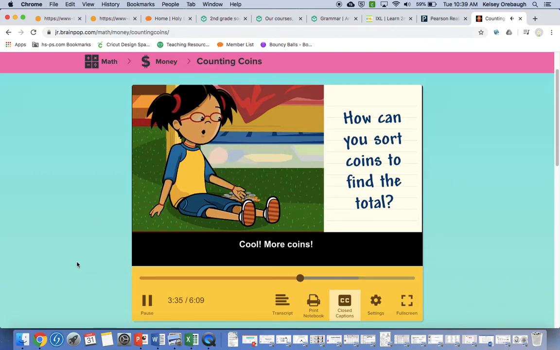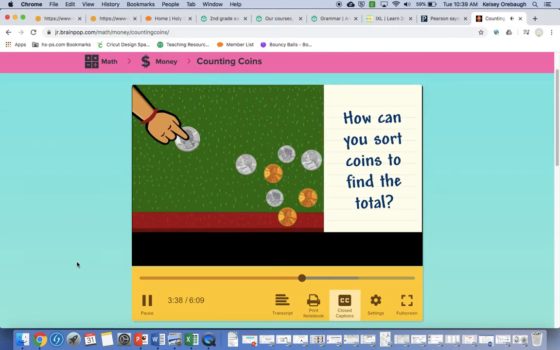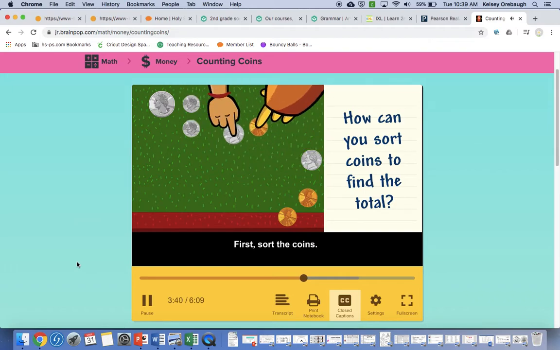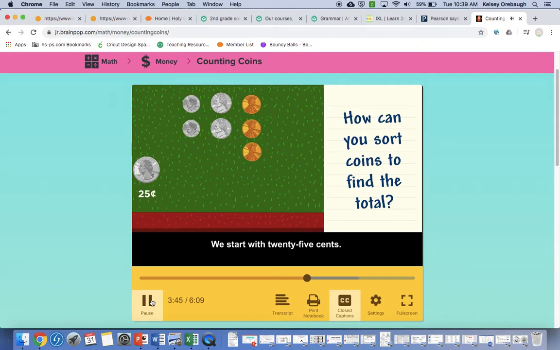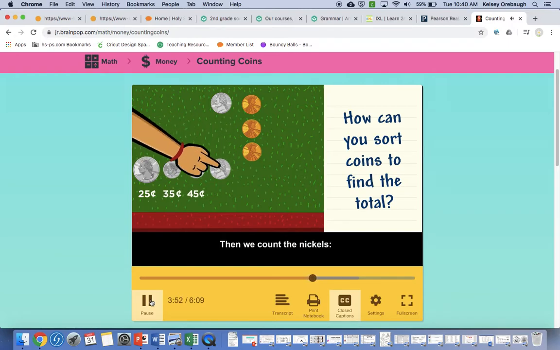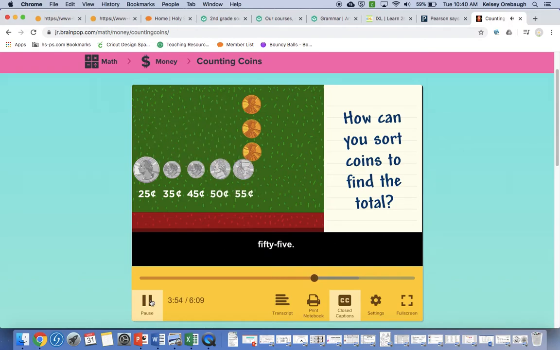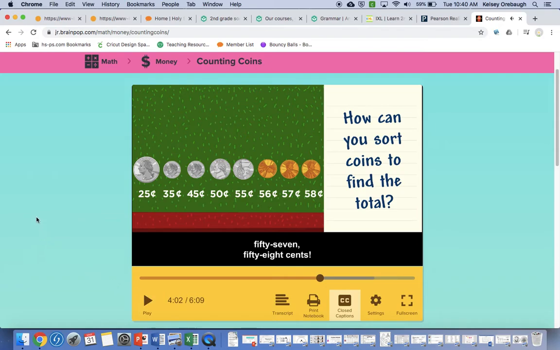Cool, more coins. First, sort the coins. We start with 25 cents, which is a quarter. Then we count the dimes. 35, 45. Then we count the nickels. 50, 55. Then we add on 3 pennies. 56, 57, 58 cents. Notice again that Annie put these coins in order from highest value to lowest value.